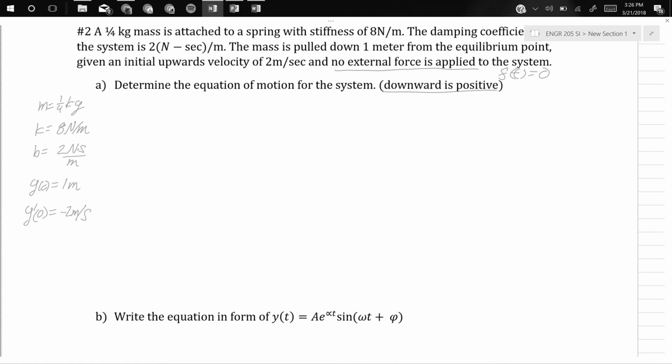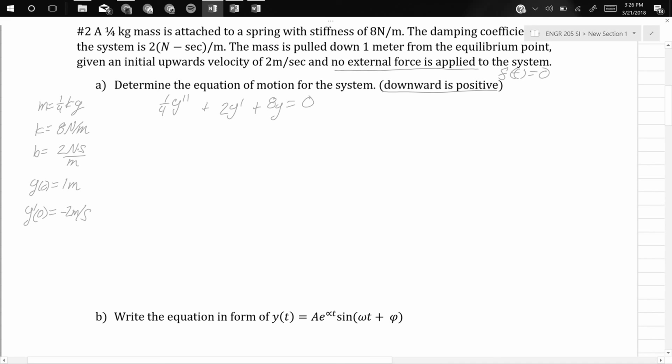So first part is to get it all laid out, or our dE. So 1/4 y double prime, because it's our mass times y double prime, plus b times y prime, plus k, which is 8 times y, equals our f of t, which I already said is 0. I'm going to rewrite that 8, looks a little funky.